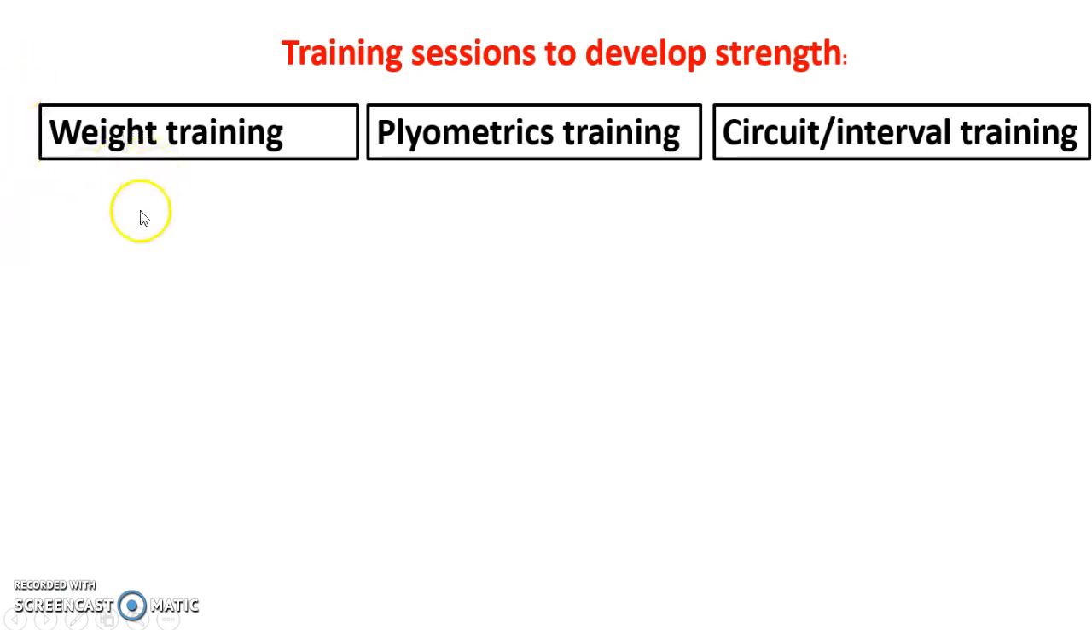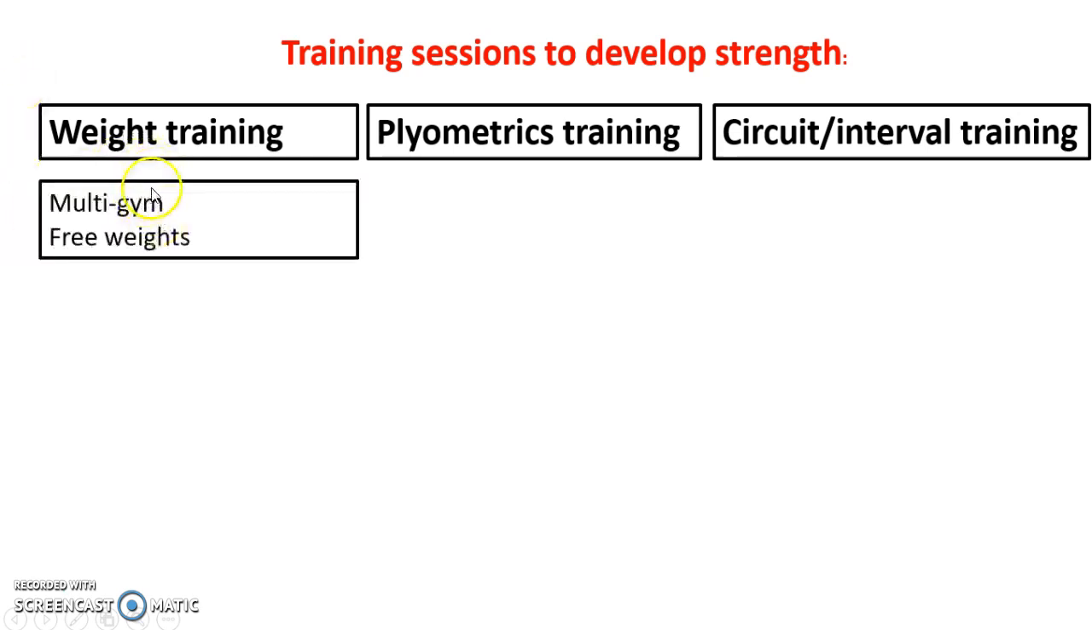So we'll start off with weight training here. Basically, you have to be able to split weight training into two: multi-gym and free weights. We'll have a look at the difference between those in a second. However, the similarity between these two is that in order to work out which strength type you are focusing on, you judge the intensity by something called a 1 repetition maximum, which you'll be aware of when you look at ways of measuring or evaluating maximal strength. Once you work out the percentage of your 1 rep max that you're training at, that will dictate the type of strength you're trying to focus on.